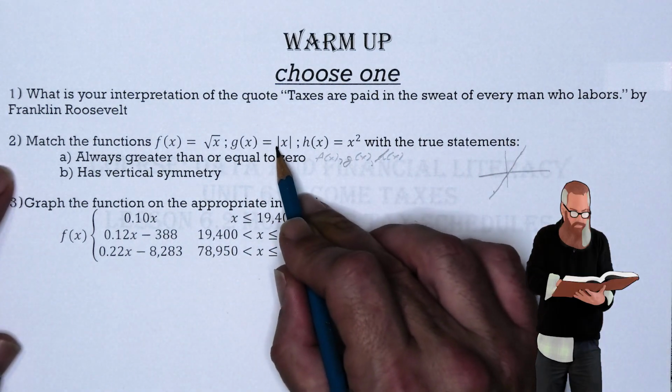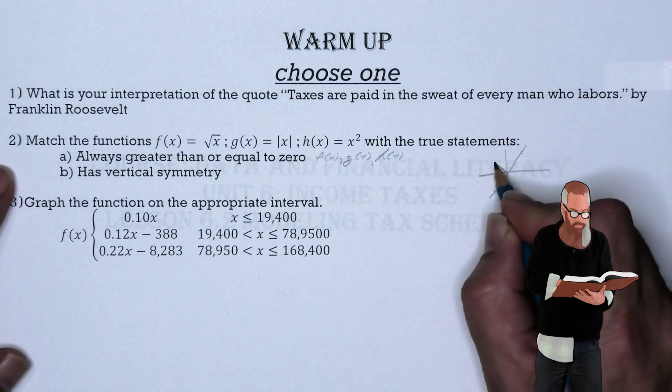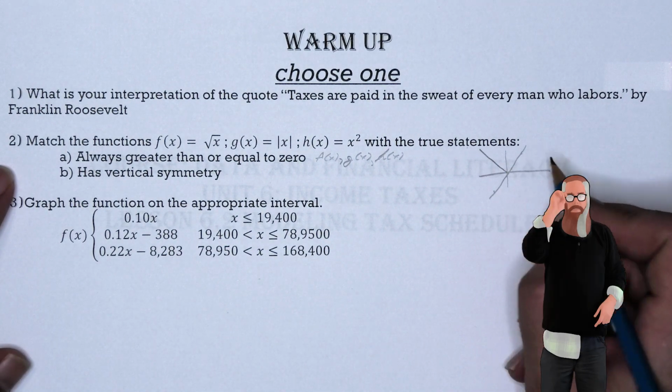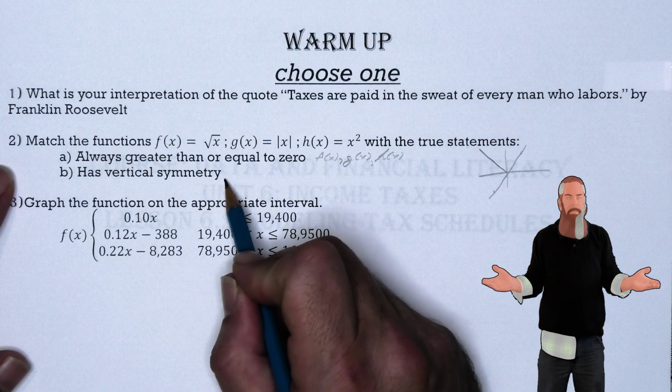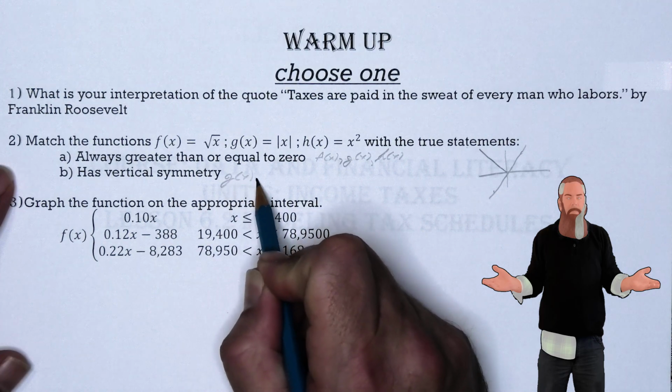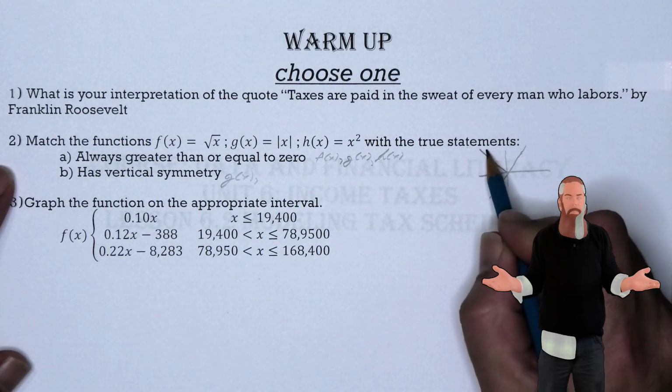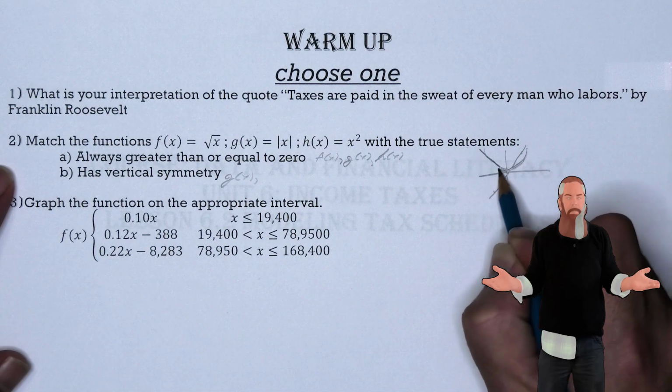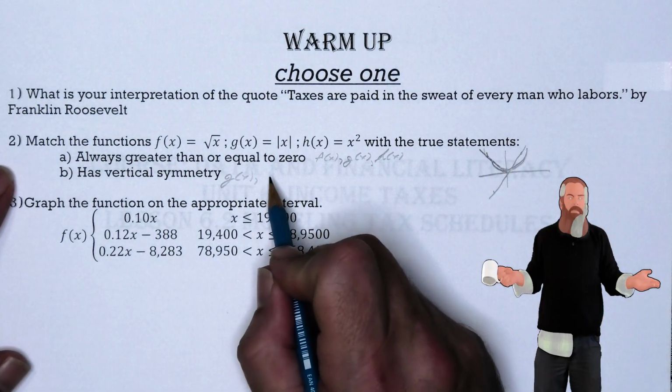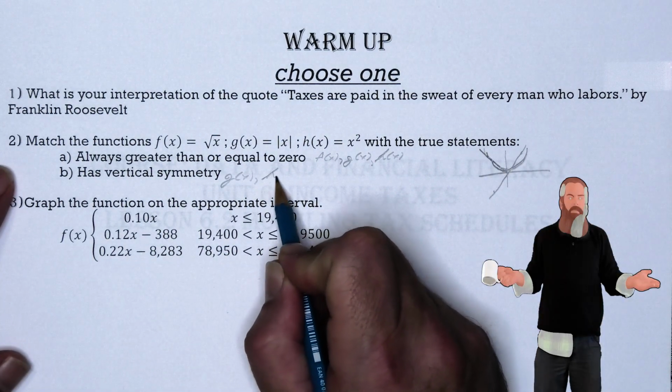Now when it comes to the absolute value of x, it would create a V shape, which is symmetrical, so we do get g of x. And when it comes to x squared, we would get the parabola, that U shape, and it also has a center line of symmetry, so h of x.